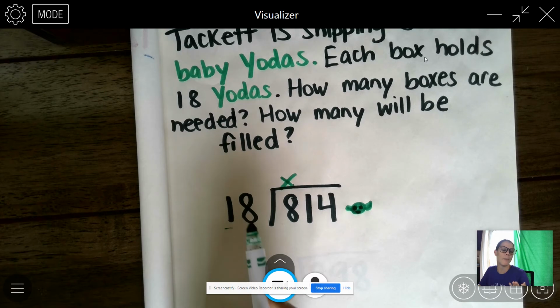Instead, I'm going to think of this as like the number 20. I'm just going to kind of round it up in my head and think how many times can 20 fit into 80? So 20, 40, 60, 80. I think it's going to be about 4 times.